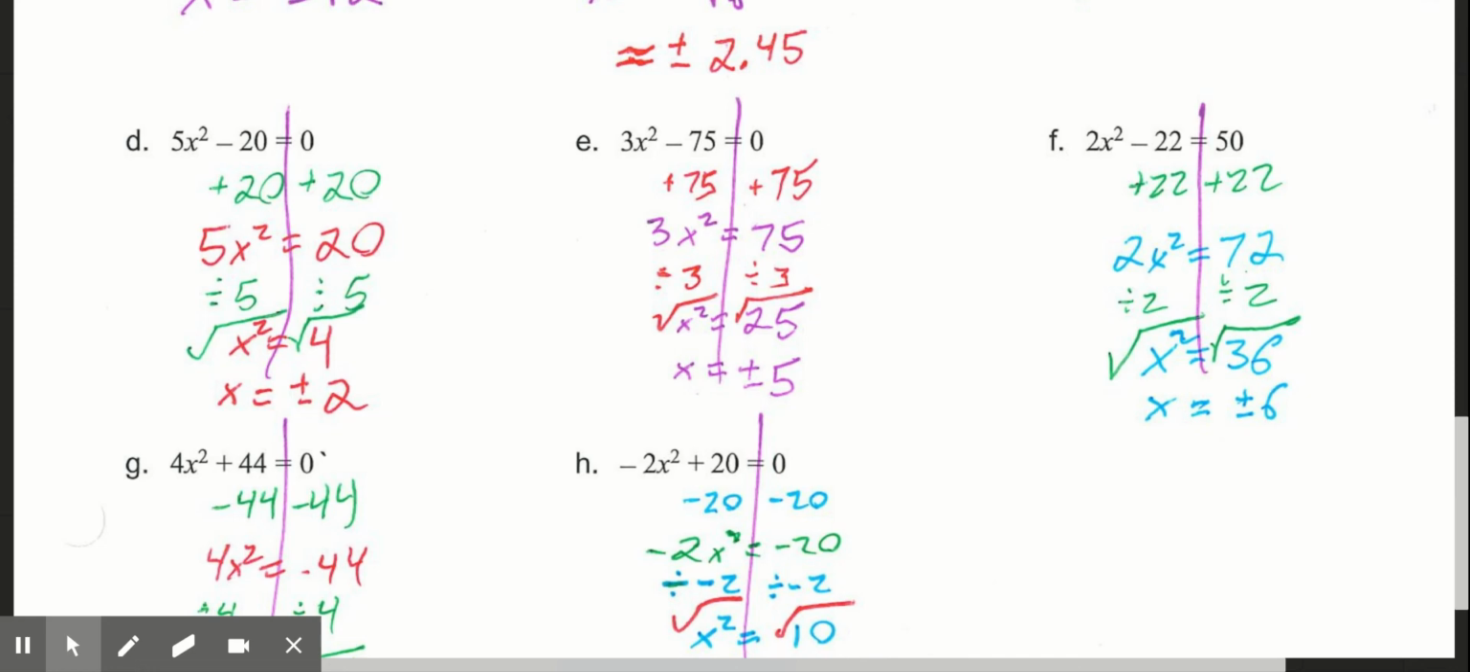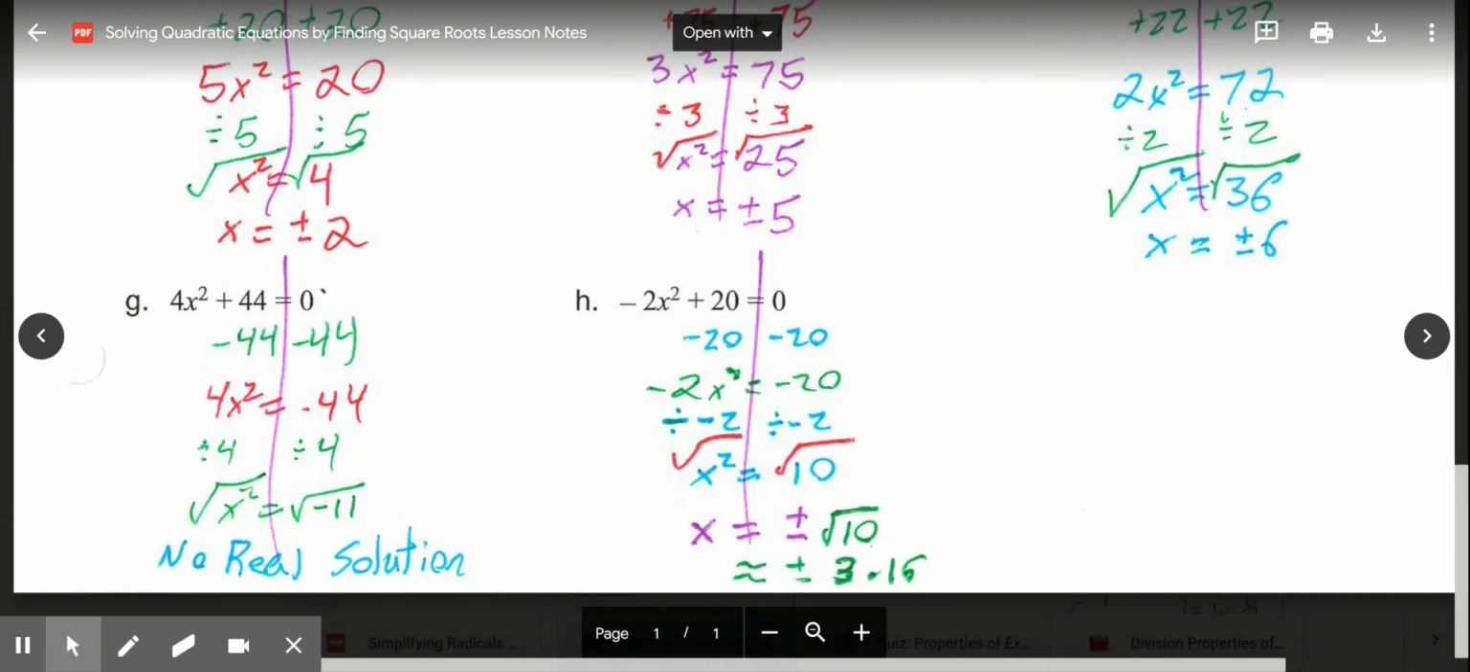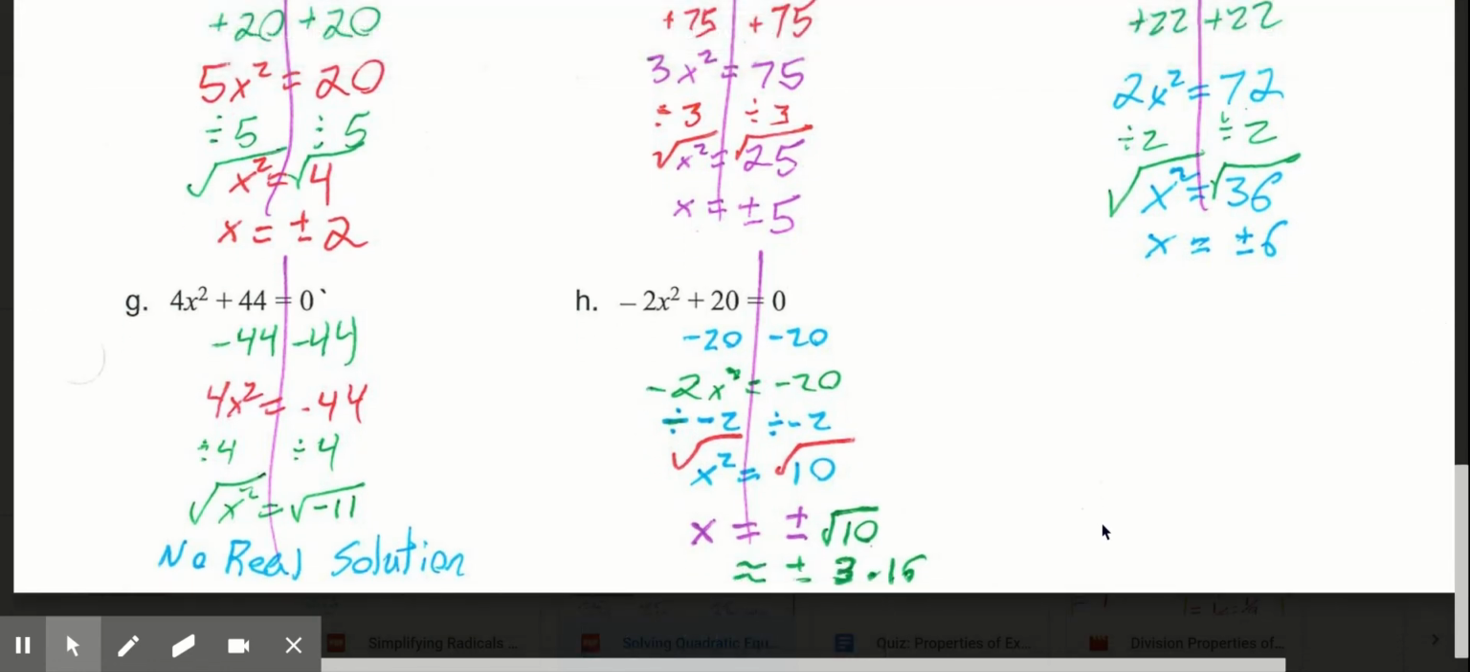In F, 2 times x squared minus 22 equals 50. Now, I'm not worried about 50 on the opposite side because that's where we want it. We want to get x alone. So we will add 22 to each side. 2x squared equals 72. Then we have to get rid of the 2 by dividing. X squared equals 36. And the square root of 36 is a positive or negative 6. And then our last two examples.